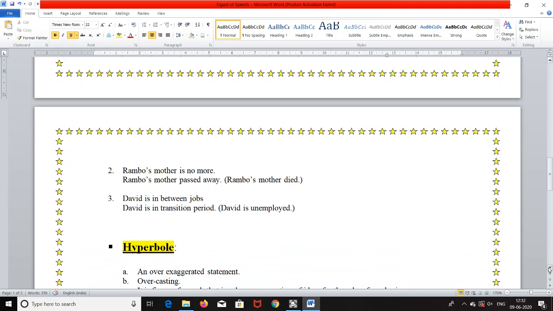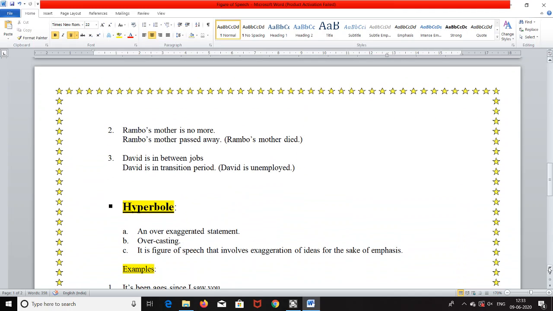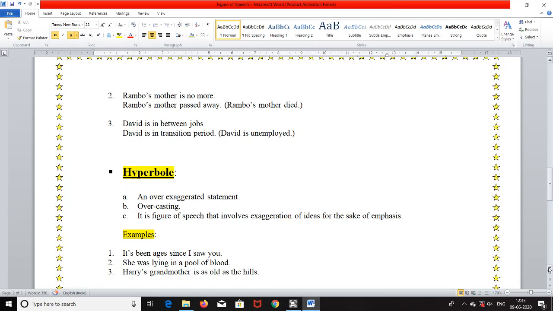Another one is hyperbole. Hyperbole is basically an over-exaggerated statement, or we can call it overstating. It is basically a figure of speech that involves exaggeration of ideas for the sake of emphasis. So let's check certain examples. First one, it's been ages since I saw you. Ages, not virtually or literally possible.